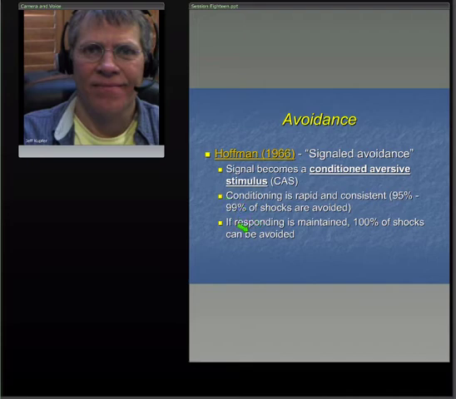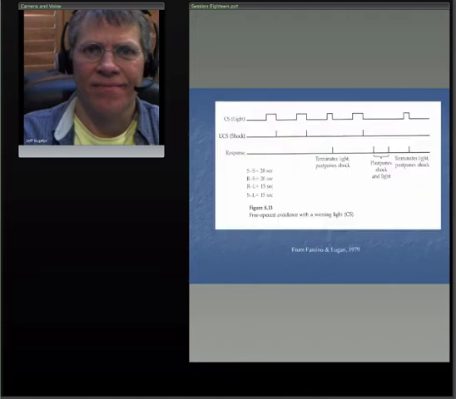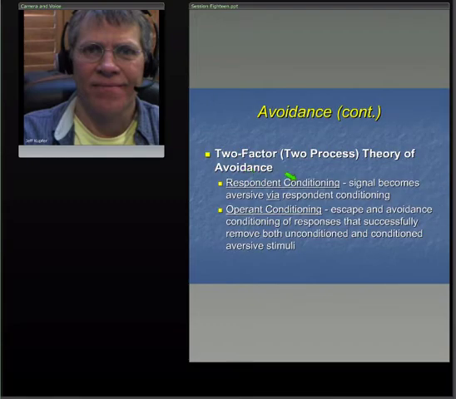All right. Now, in this situation, theorists came out by the droves and started looking at this particular avoidance paradigm and started to describe that there were actually two things going on in signaled avoidance. Two kinds of conditioning: respondent conditioning and operant conditioning. Respondent conditioning took place because the signal became an aversive stimulus via respondent conditioning. In other words, via this operation here of light shock, light shock, light shock, it is much more of a seemingly respondent conditioning paradigm. Light is simply being paired with shock. Light becomes an aversive stimulus via this conditioning process.